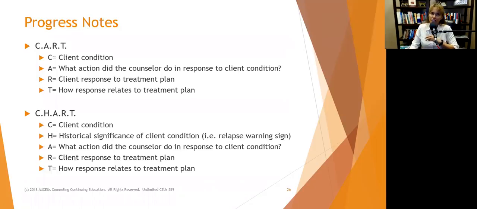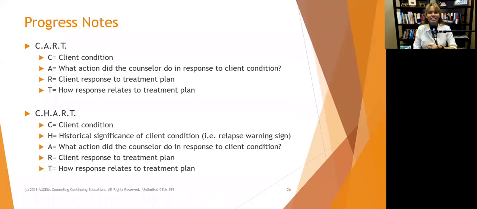And CHART is the client condition, but then we also add the H, which is historical significance of the client condition. So one client I worked with, for example, every time he would get out of treatment, he would be doing really well, and then he'd get in a relationship, the relationship would end, and he would relapse. It was like clockwork. Every time he broke up out of a relationship, he relapsed.